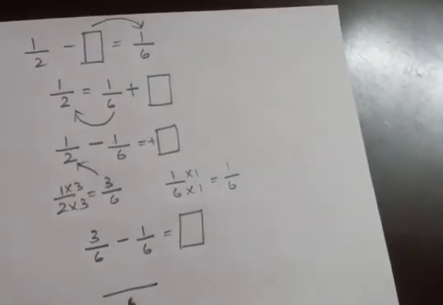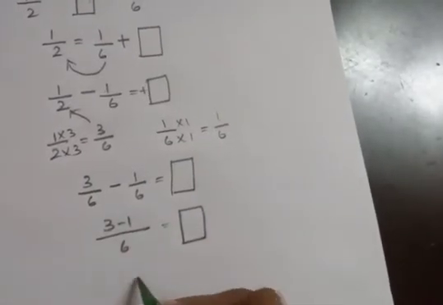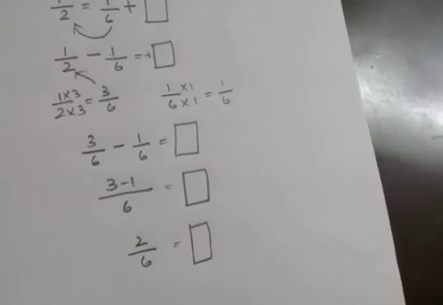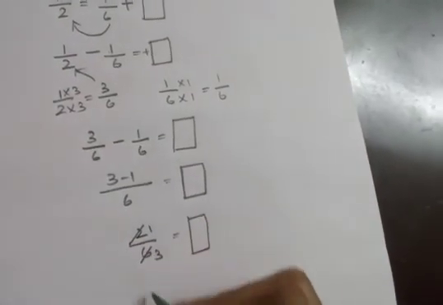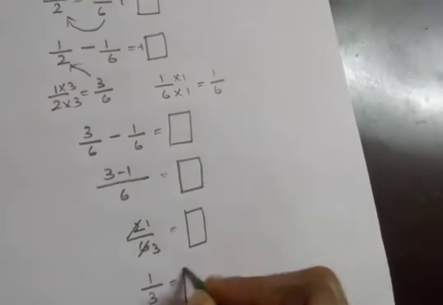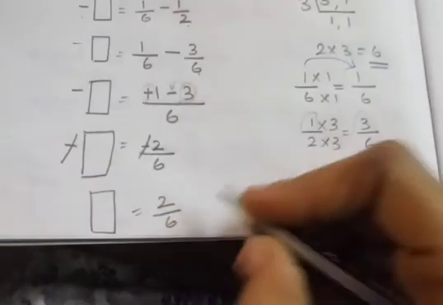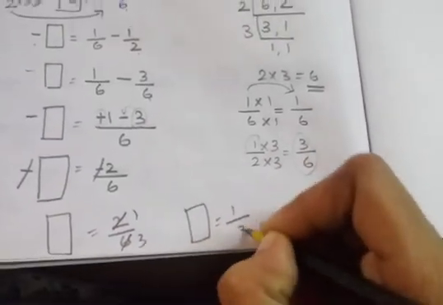Now both are same, so 3 minus 1 is equal to box. 3 minus 1 is what? 2 by 6 is equal to box. So what is the box value? 2 1s are 2, 2 3s are 6, so 1 by 3 is equal to box. Here also you can write 1 by 3. 1 3s are 3. So box value is 1 by 3.